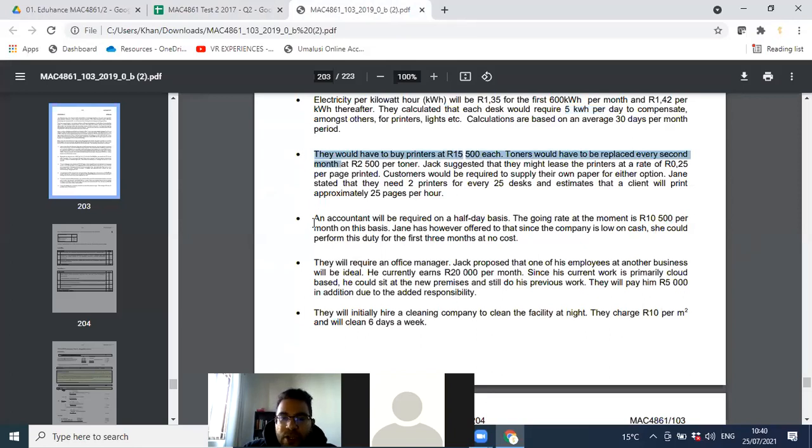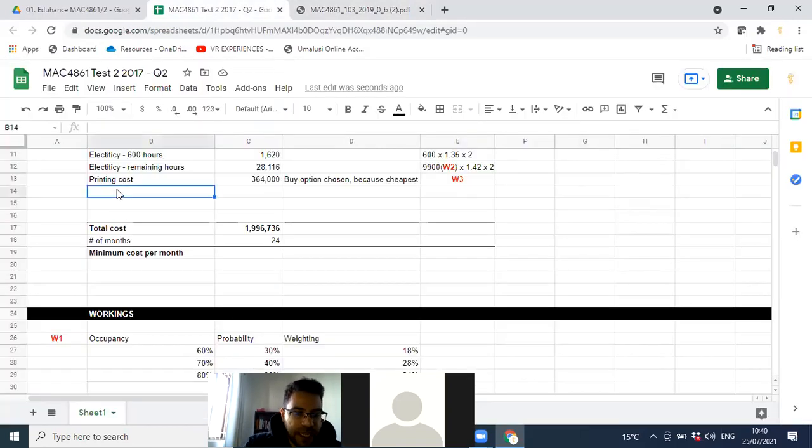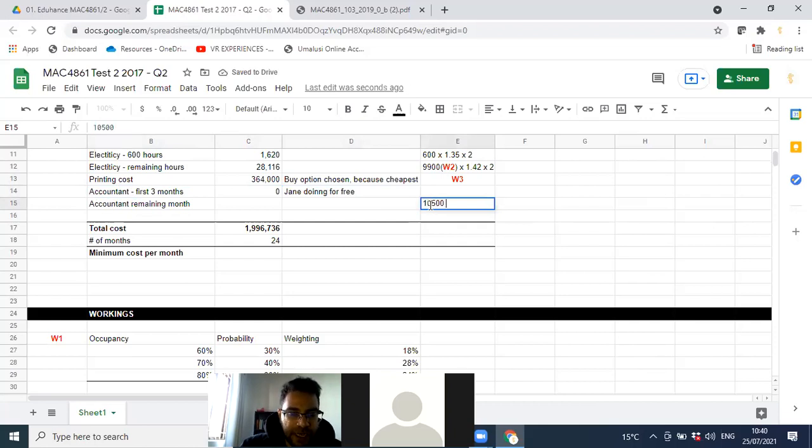So an accountant will be required on a half-day basis for 10,500. Okay, so here we will just go accountant, first 3 months, 0. Okay, Jade doing for free. Okay, accountant remaining months going to be 10,500 multiplied by 21 months.